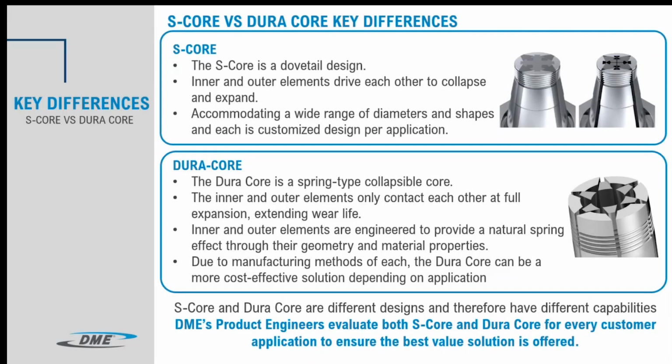And one of the other differences that is very important between S-Core and DuraCore is due to manufacturing methods of each. The DuraCore can be a more cost-effective solution depending on the actual part shape and application. Although with the S-Core, we can really achieve much more interesting geometries. But our application engineers look at every collapsible core opportunity that comes to us. We look for solutions with both DuraCore and S-Core so we can deliver the system that's going to provide the greatest value to the customer.